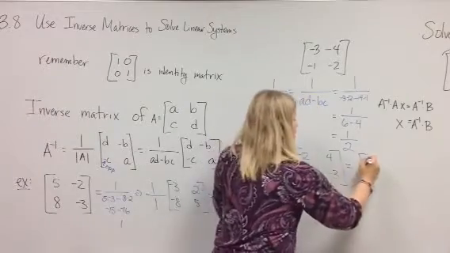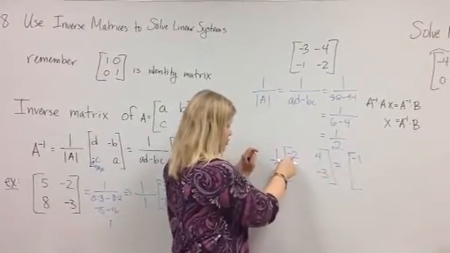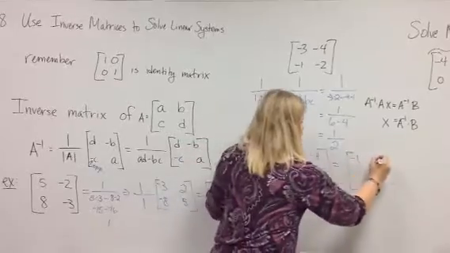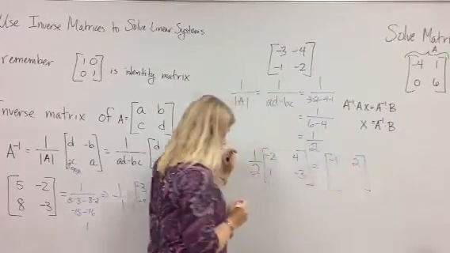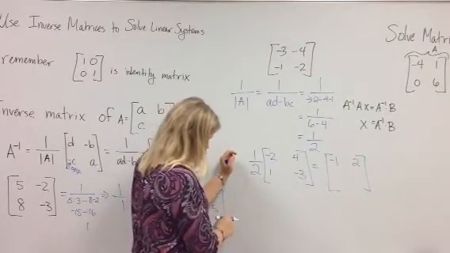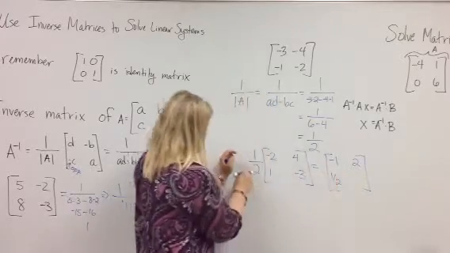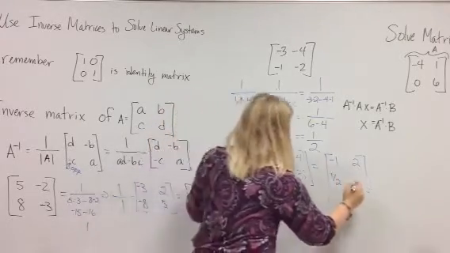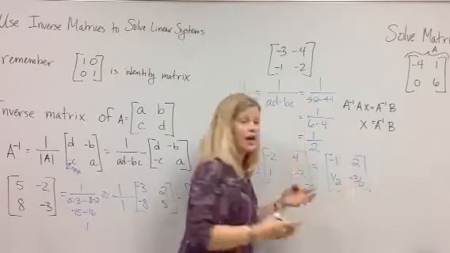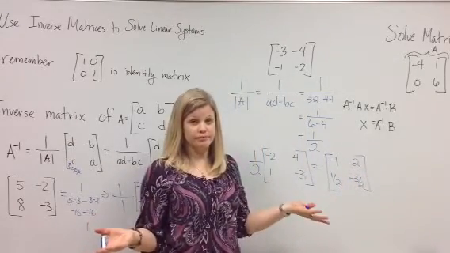And we get half of 2 is negative 1. Half of 4 is 2. Half of 1 is 1/2. And half of negative 3 is negative 3/2. And you found the inverse and you're done.